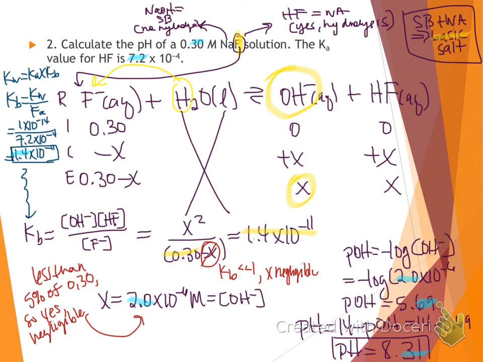So there you have it, calculating pH of a salt solution, which is basically a Ka or Kb problem. We just have to do a little bit more work to figure out what reaction is happening in that RICE table. We'll have some more practice on this in class as well.